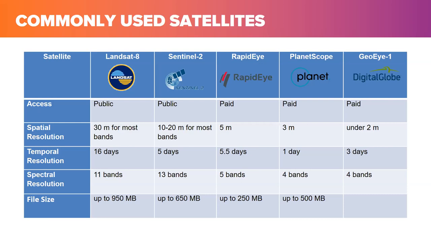Talking about their characteristics, you can see that in terms of spatial resolution, the paid ones have the best resolution, under 2 meters. In terms of frequency, the paid ones also tend to have a better one, up to daily for PlanetScope. And also, please note the file size. One image can have a file size of up to 1 gigabyte. For Landsat, almost 1 gigabyte. And if you need to process hundreds or maybe thousands of images daily, this is when you start dealing with big amounts of data.